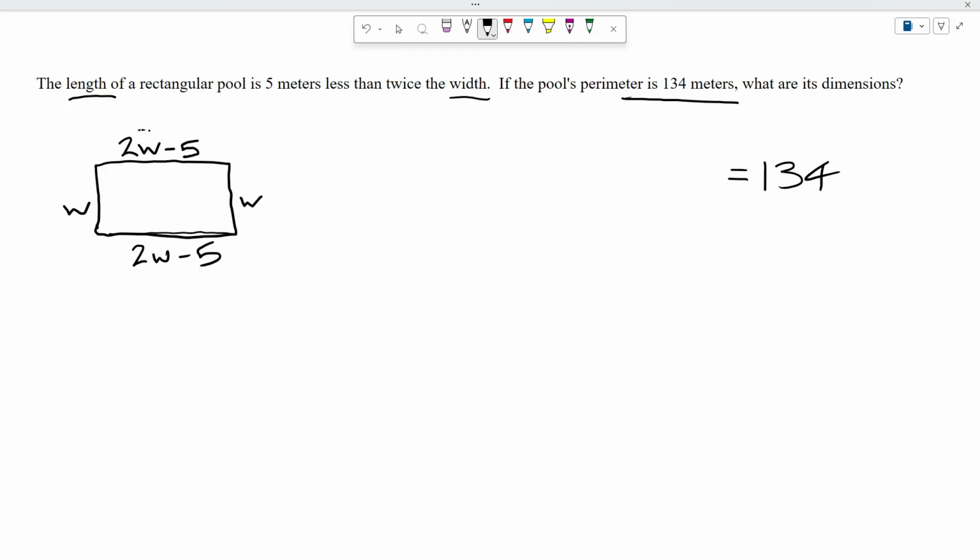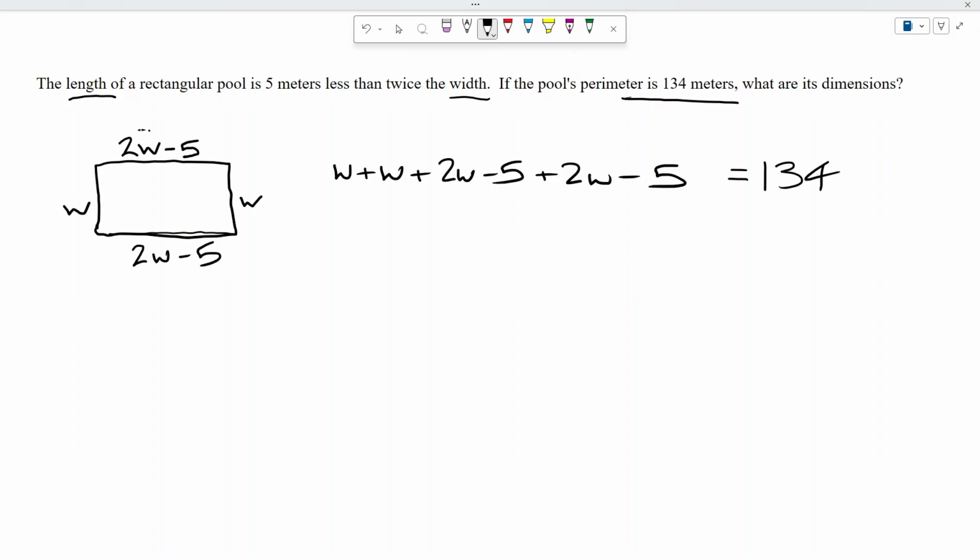So those are our dimensions, and we just need to figure out some exact numbers. If we're talking perimeter of a rectangle, all we're doing is taking W plus W, the width of both sides, plus both lengths, and adding everything together.